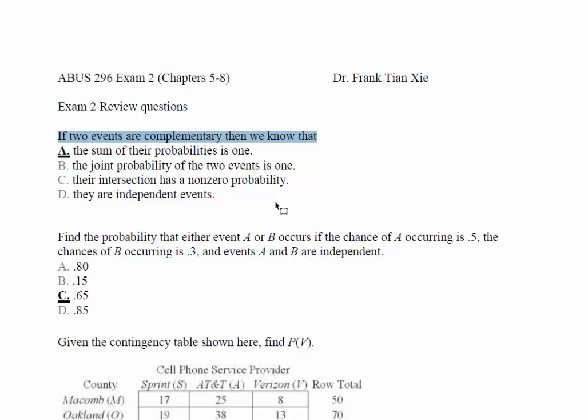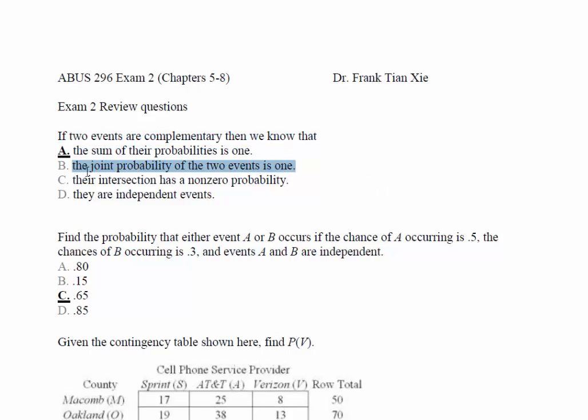The answer is A. The sum of the probability is 1. That's from the definition of complementary events. If event A is complementary to event B, that means event A is something that's happening, and event B is everything else except for that something happening, or it's not happening. So the two events together make up all the possibilities. So their probabilities added together, the sum, is 1.